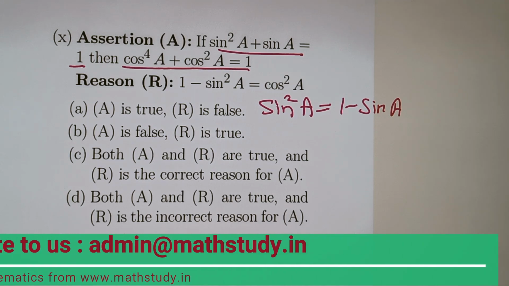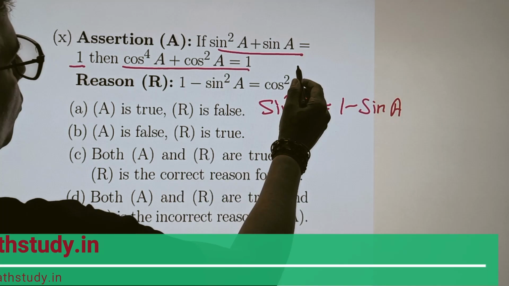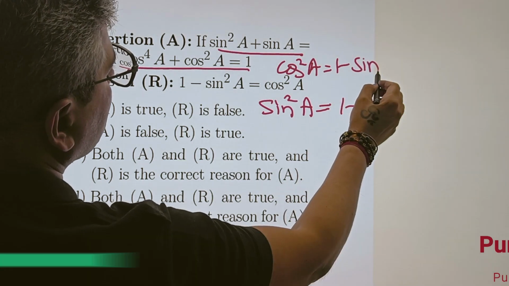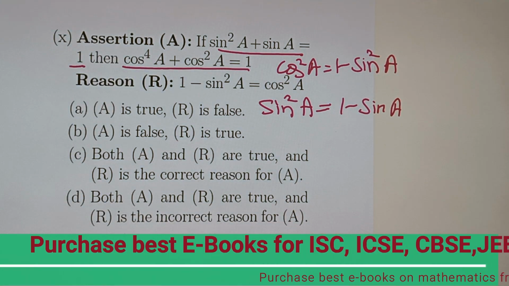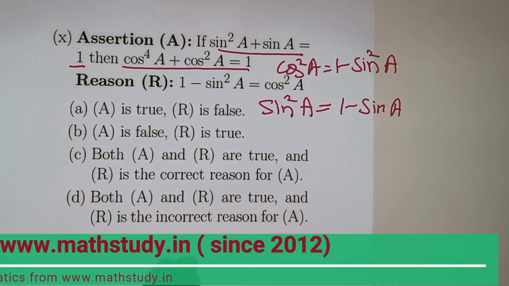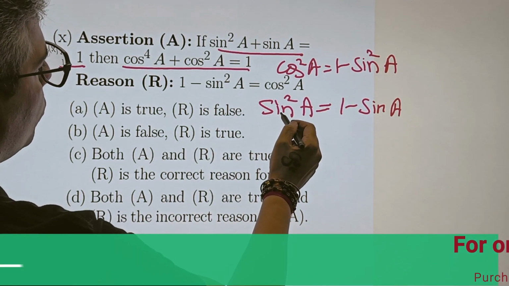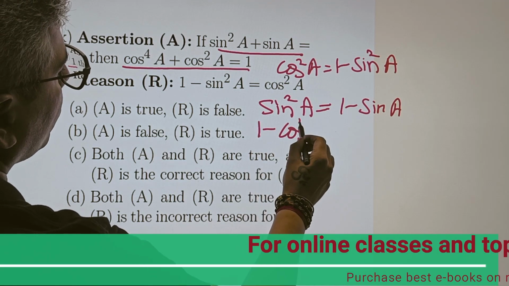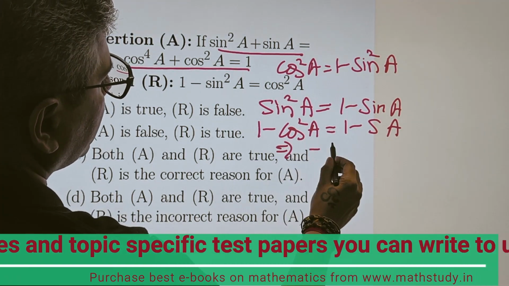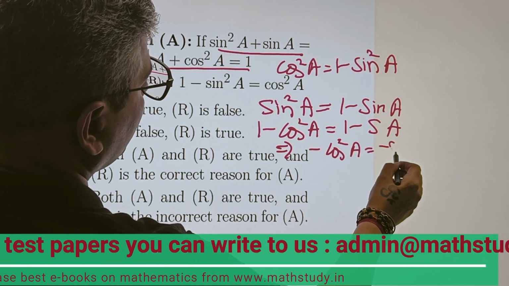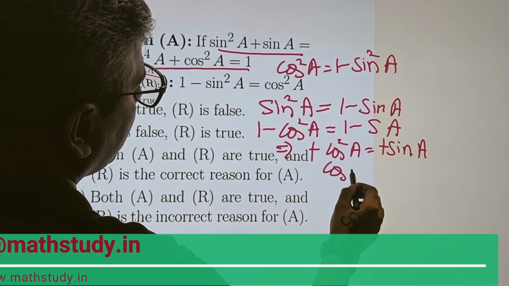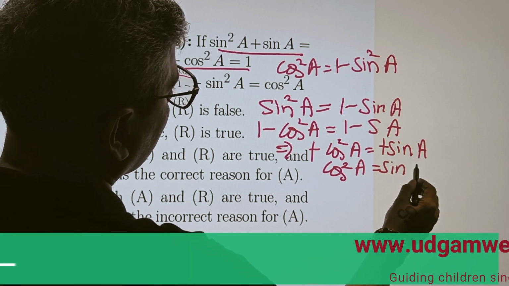Now as we know, cos square A is equal to 1 minus sine square A. So we can write it this way: sine square A is equal to 1 minus cos square A. 1 minus cos square A is equal to 1 minus sine A. So this implies minus cos square A is equal to minus sine A, or we can simply cancel out the negative sign. So cos square A is equal to sine A here.